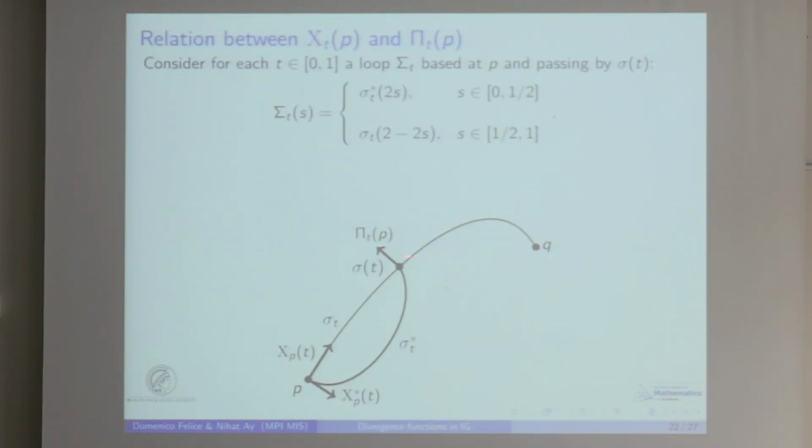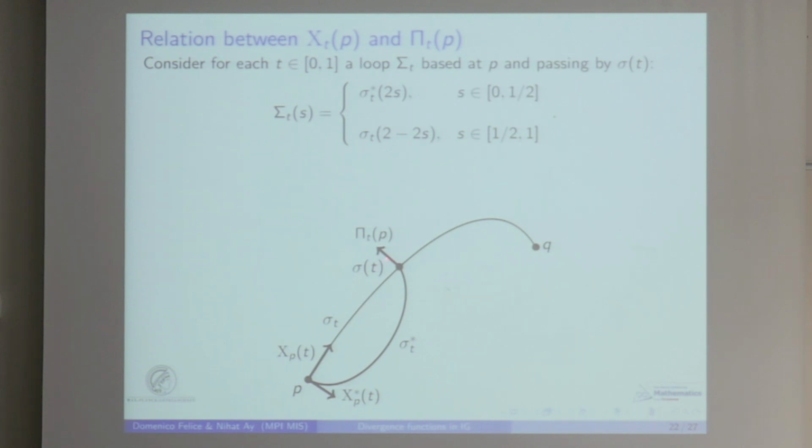So in order to figure out the comparison between our divergence and the one introduced by Ai and Amari, we have to compare this new vector pi t and the difference vector introduced by Ai and Amari. So let us consider this curve that starts from P and goes back to P passing through sigma of t. Of course, since the curvature is not zero, the two vectors are different.